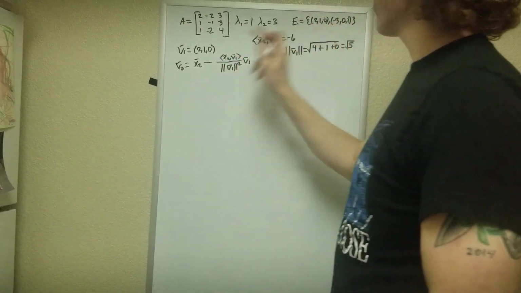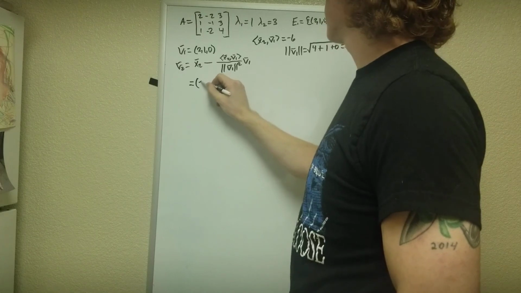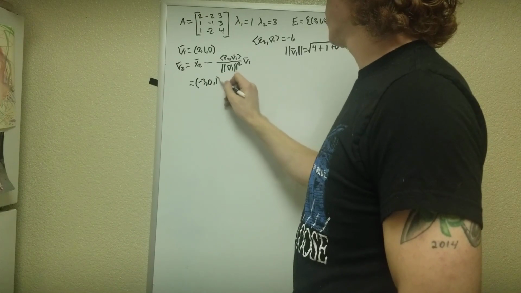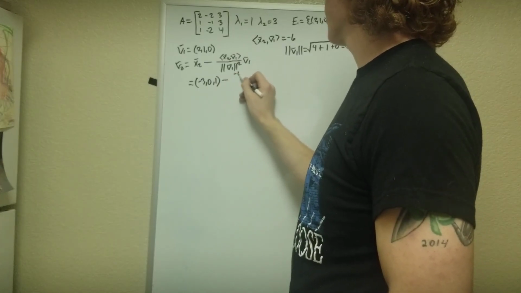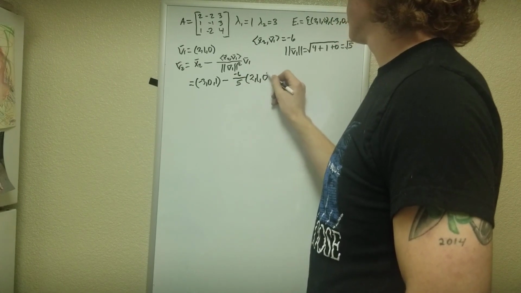So if we plug in our vectors and our newfound values, we end up with negative 3, 0, 1 minus negative 6 over 5 times 2, 1, 0.